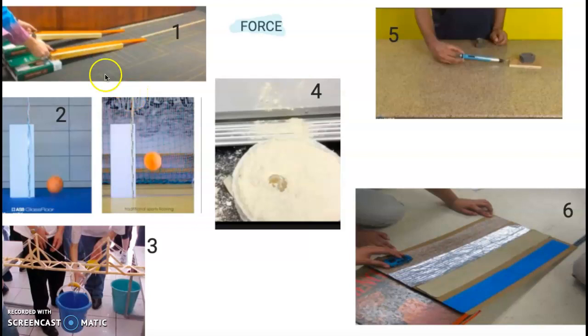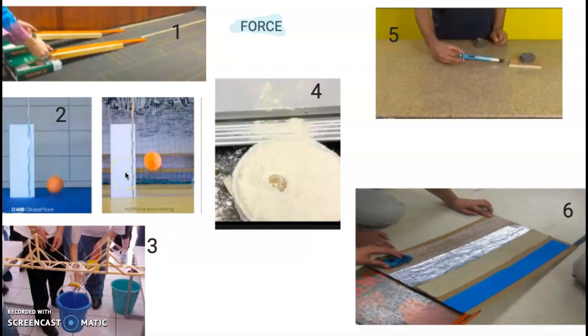We have two ramps. One is higher than the other one, so that's the difference. You're going to drop the car, and then you're going to measure the distance they travel. So the question for this experiment would be, how does the height affect the distance traveled by the car? So what is different is the height, so that will be the question. How does the height affect the distance traveled by the car?